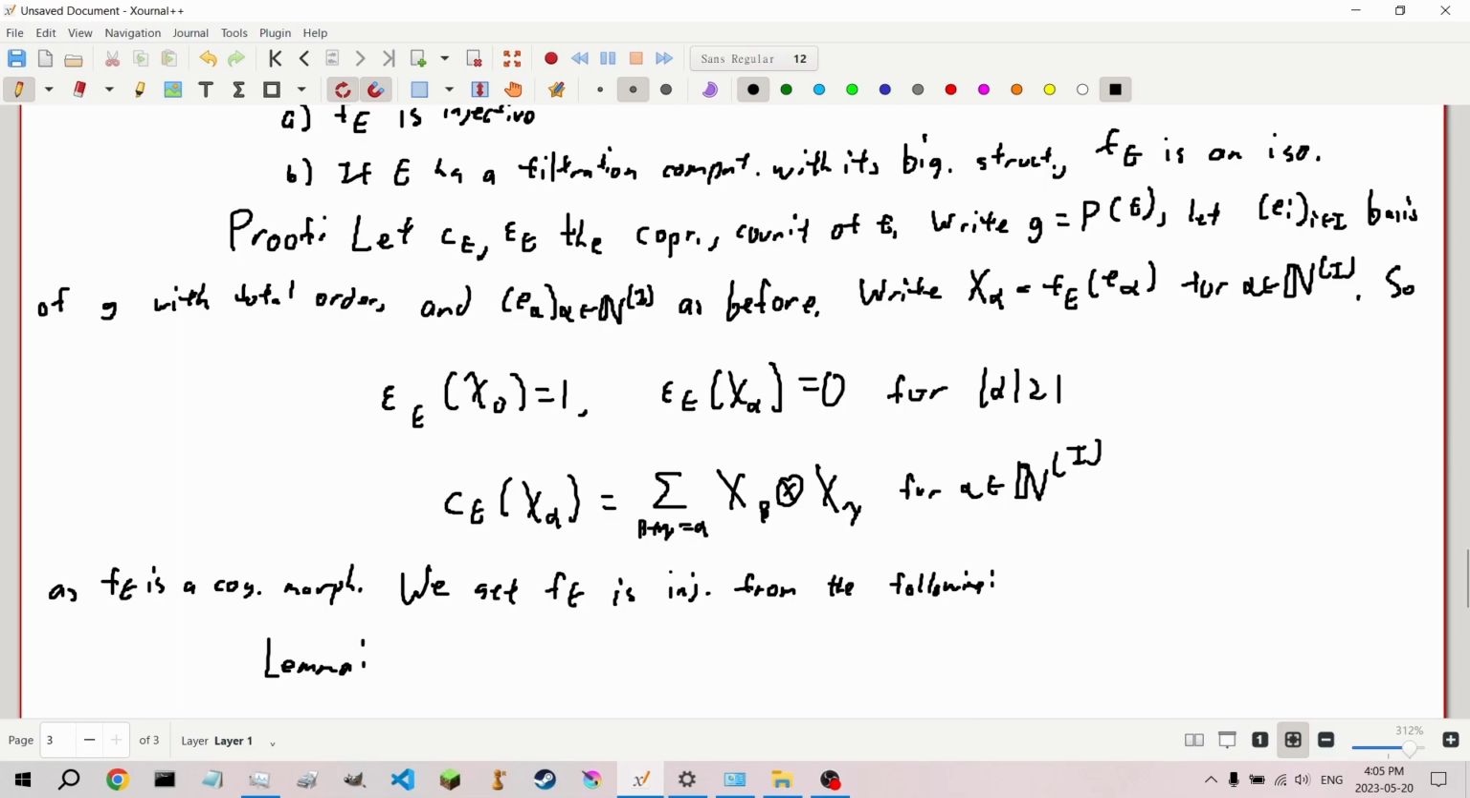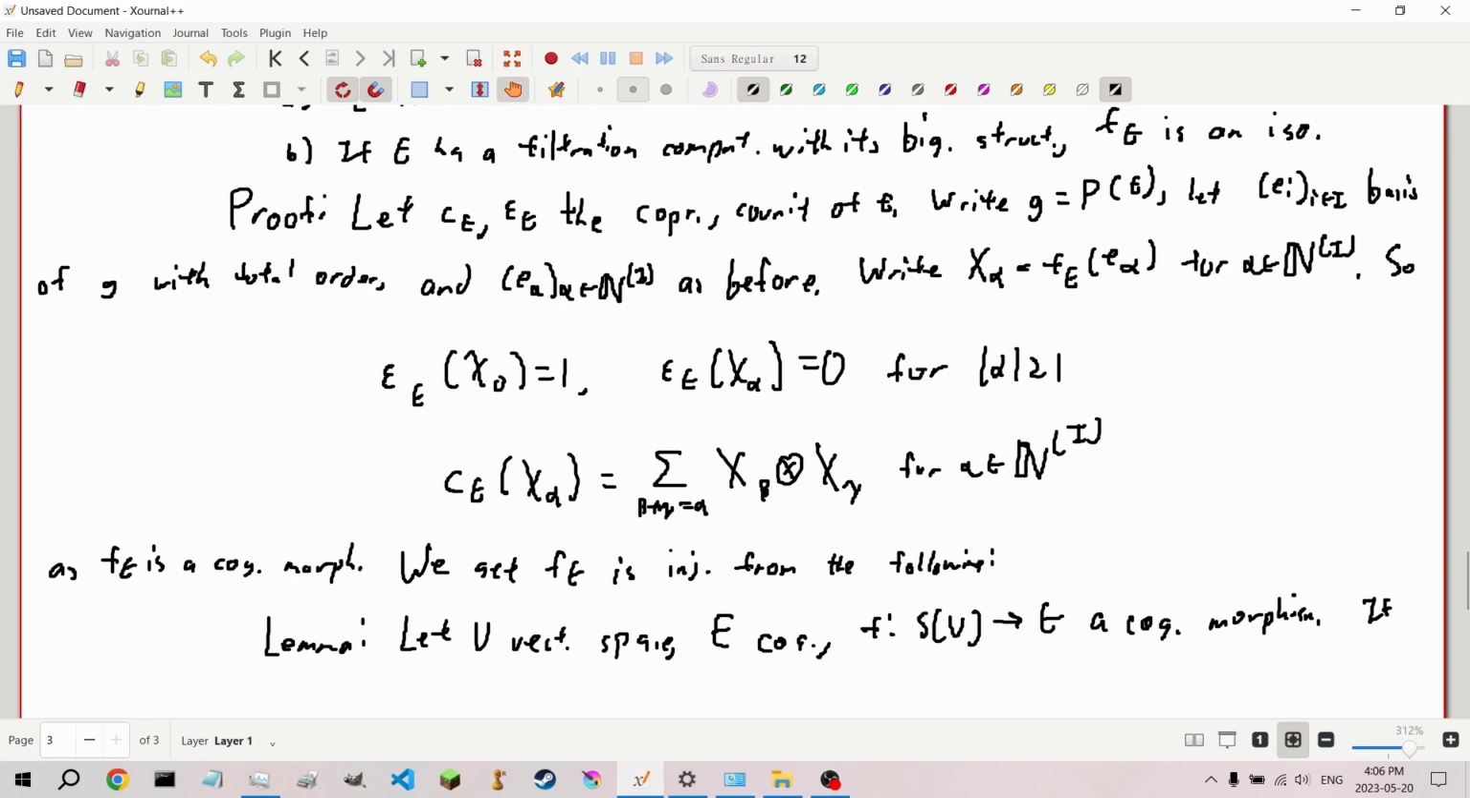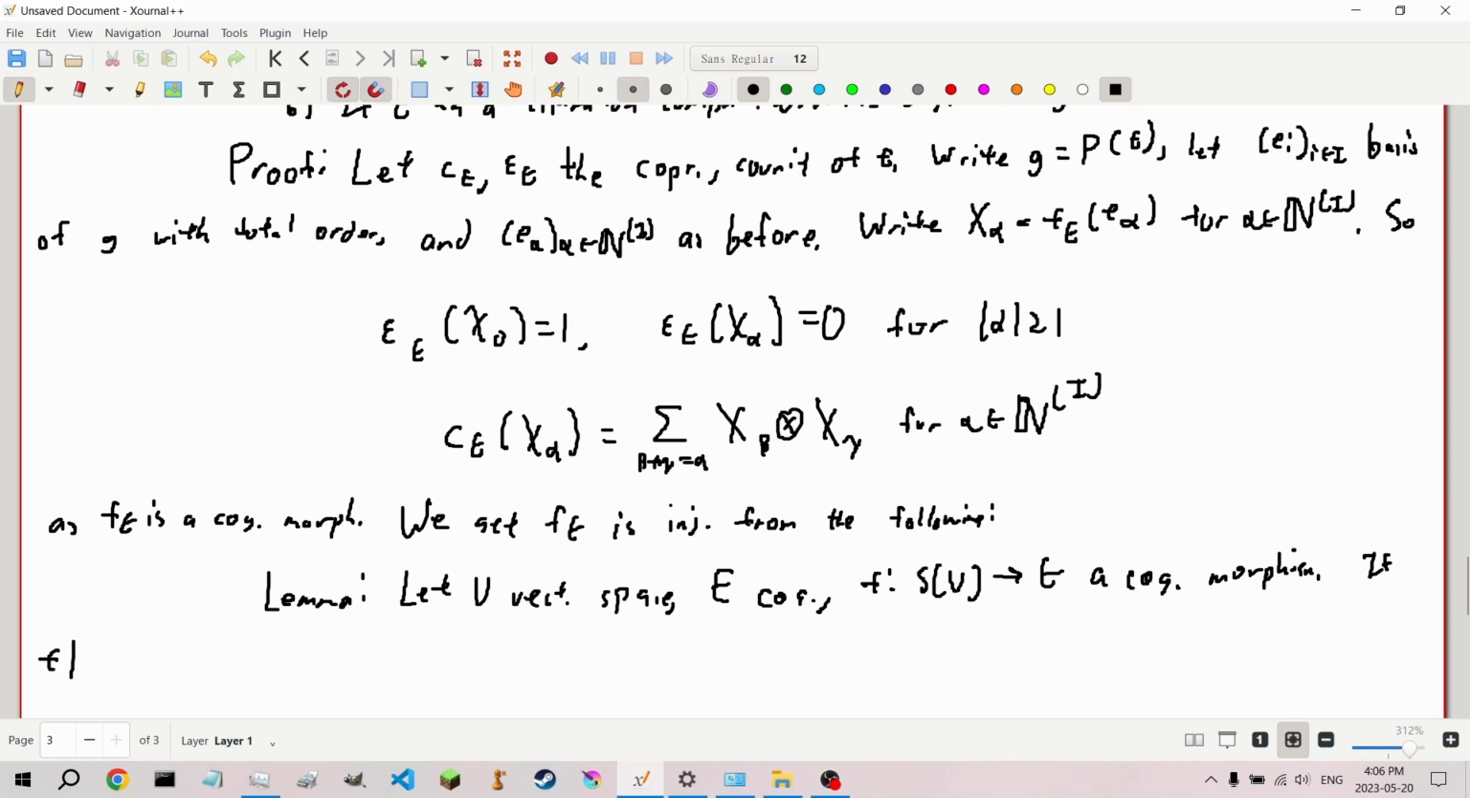Lemma. Let V be a vector space, E a cogebra, and F the symmetric space of V into E a cogebra morphism. If the restriction of F to S0 of V plus S1 of V is injective, so is F.